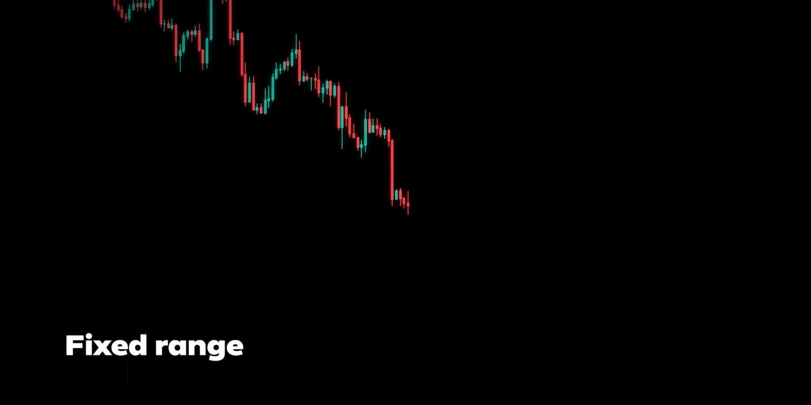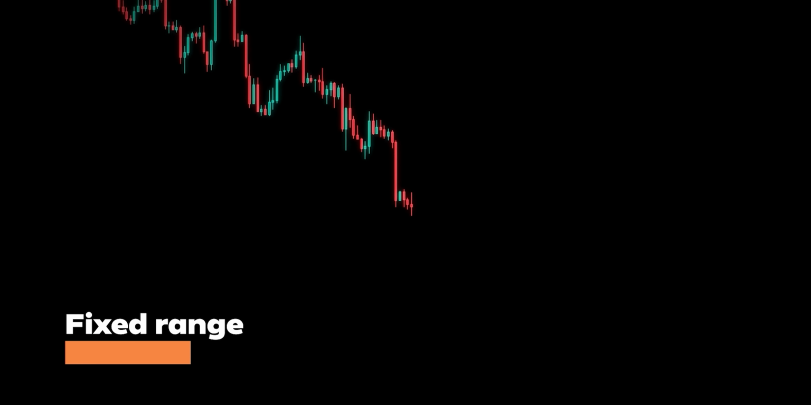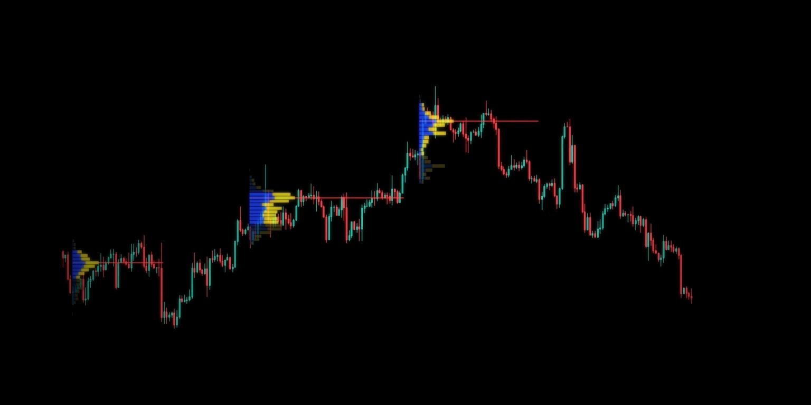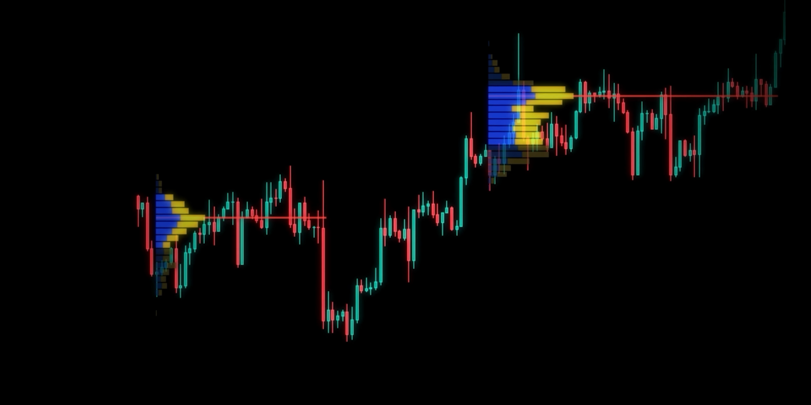However, with the fixed range volume profile, we can choose to not include the current market price action, opting to use it only on historical price data. This can be very useful since old points of control can still provide strong levels on our current chart. We'll be able to mark out multiple areas within the fixed volume range profile this way.